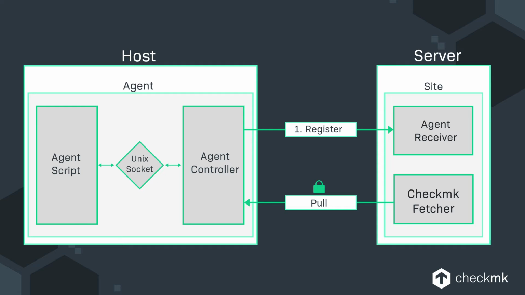On the agent side, the agent controller talks to the actual agent script, which is running as a daemon on the Linux system that is being monitored, through a Unix socket. So the communication and the checking logic are separated by this Unix socket, so to speak. The agent controller really only does the communication. It encrypts the communication using asymmetrical TLS encryption between the Checkmk server and the Checkmk agent. It also compresses the data that is being sent for a more efficient transport.